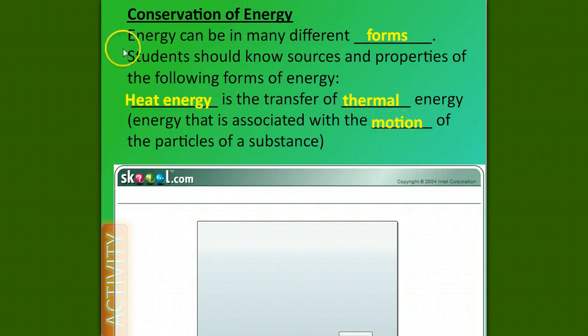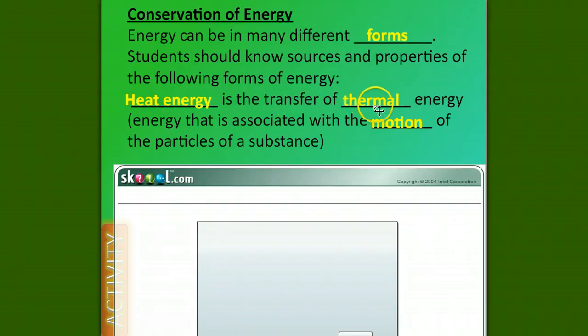So let's begin. Conservation of energy. Energy can be in many different forms. Students should know sources and properties of the following forms of energy. Heat energy. Heat energy is the transfer of thermal.